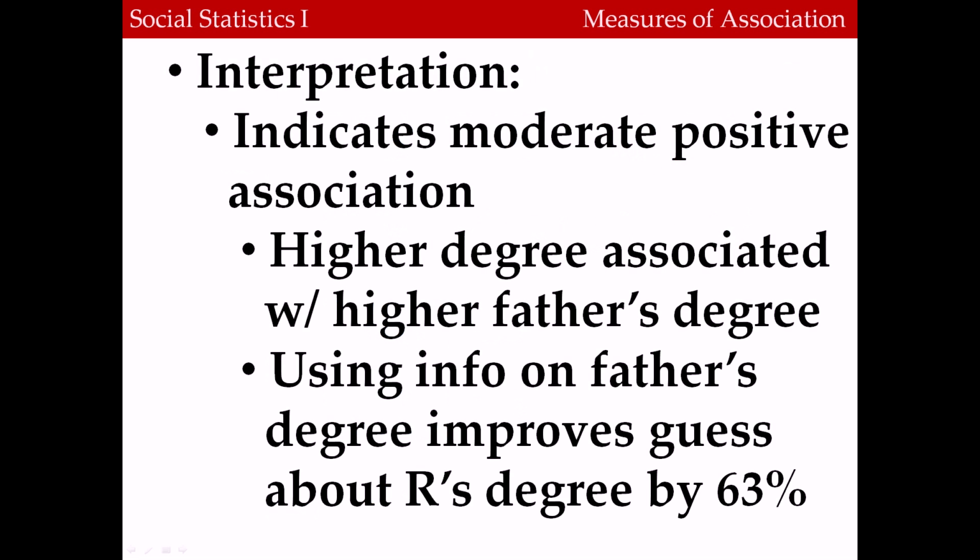So how do we interpret that? Well, we can say that there's a positive and moderate association here. That tells us that as father's degree gets higher, so does respondent's degree. And that makes sense. We think that people with more educated fathers are themselves more educated. But it also tells us that if we have knowledge about a person's father's education, that improves our guess of their own education by 63%.